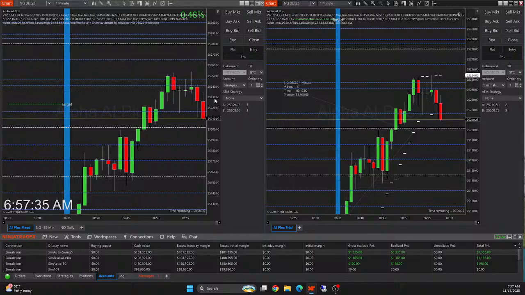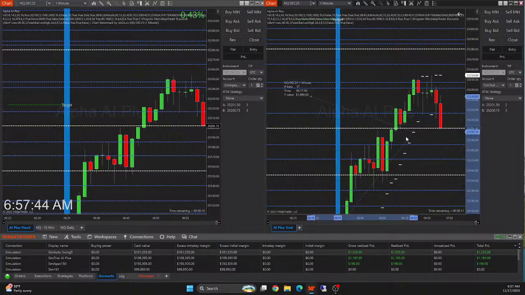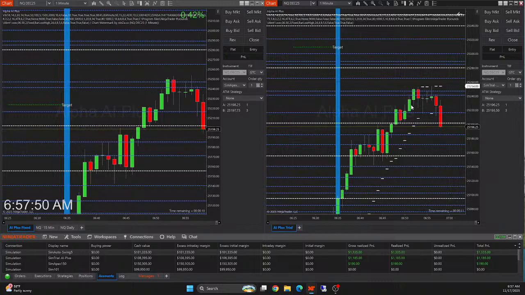We'll see now for the other trade. You should be stopped out now in this trade with almost $1,800 profit.